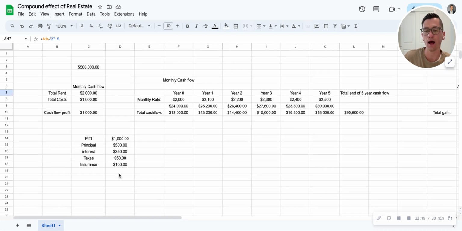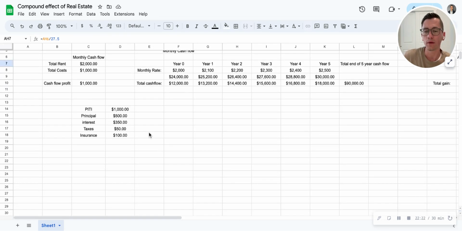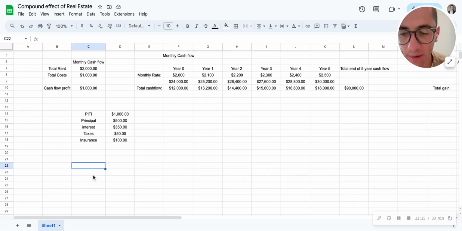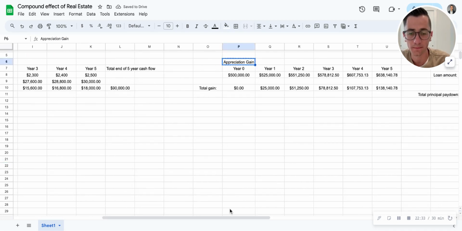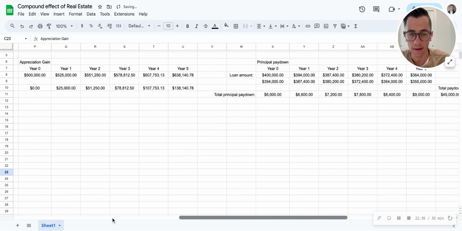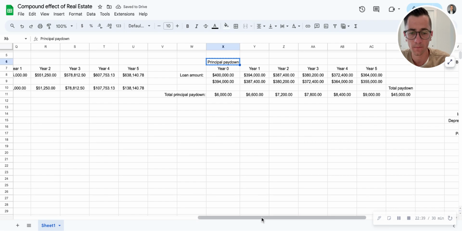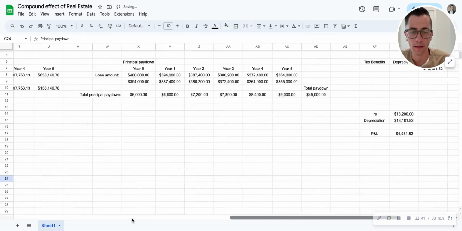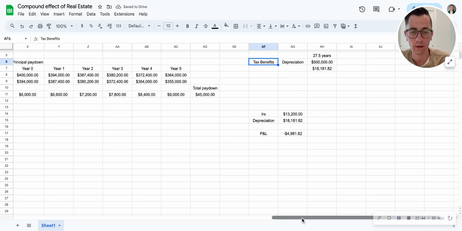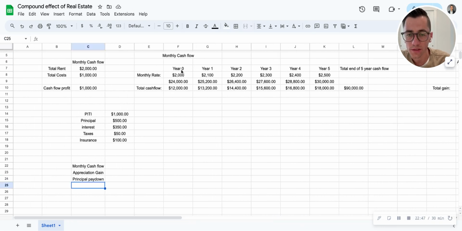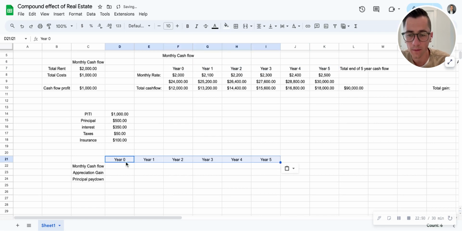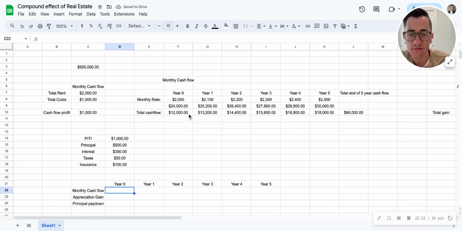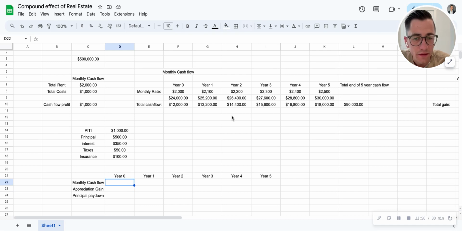Okay. So now let's just total this all up. We have all of our properties, and we'll try to wrap this up really quick here. So monthly cash flow. These are all the benefits put together: appreciation gain, principal pay down, and tax benefits. Okay. So we will just do this right here. Boom. Okay, so total monthly cash flow, and let's just total this up. Yeah, that's actually good.